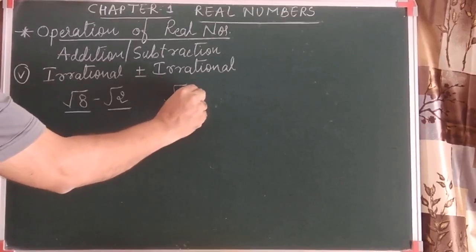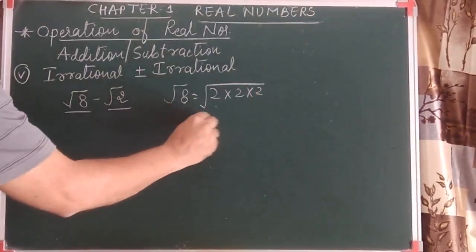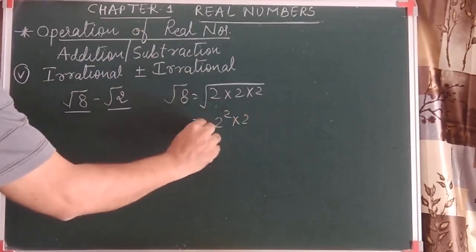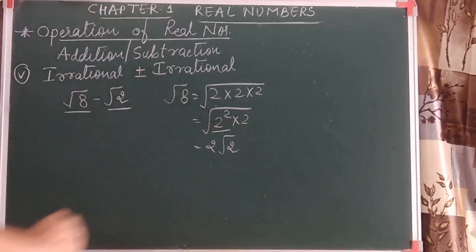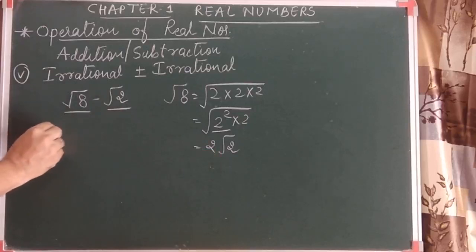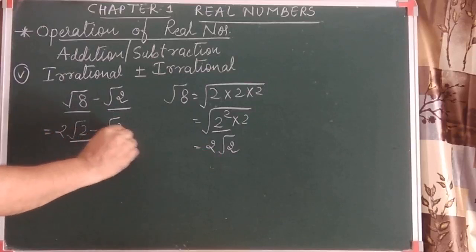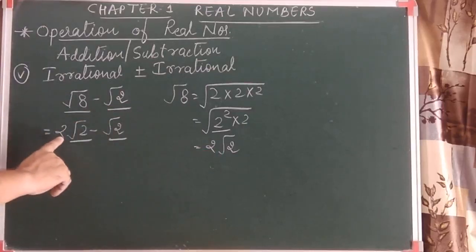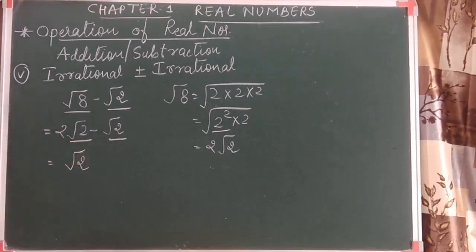See, root 8 is what? It's 2 into 2 into 2. It's 2 square into 2. So we can say 2 square, the square root is possible. So root 8 can be written as 2 root 2. So 2 root 2 minus root 2. Now you can see they both are like irrational. So we should consider 2x minus x. So 2 minus 1, that is 1. So the answer is root 2. Let's have one more example to understand this.